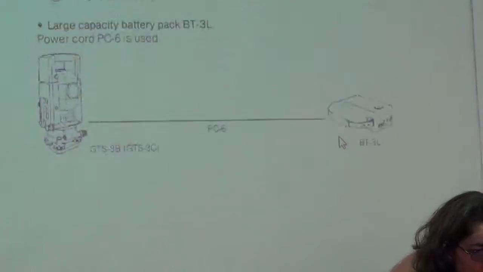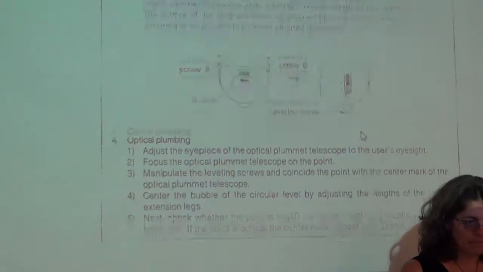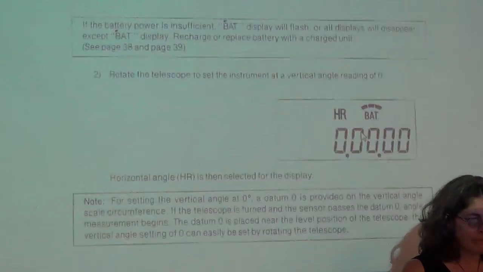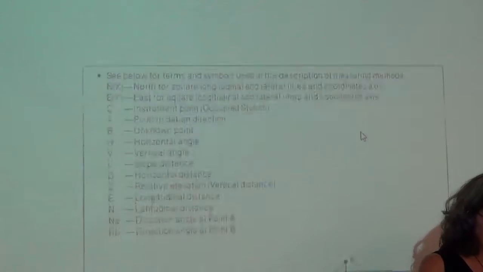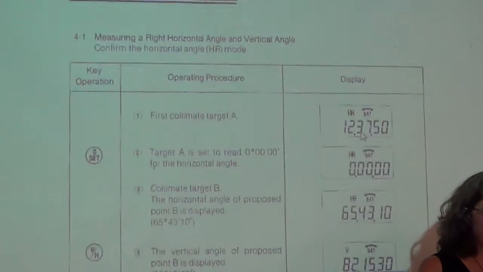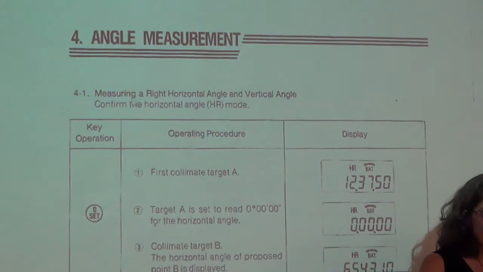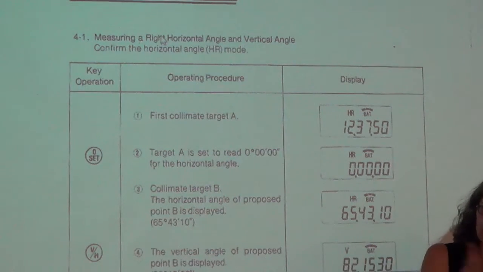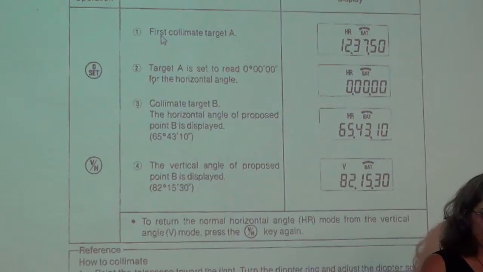You're going to be following 2 different directions in here. Let's just find it. There, angle measurement. So measuring a right horizontal angle and a vertical angle. A right horizontal angle is an angle to the right, right? So first, what do we do?